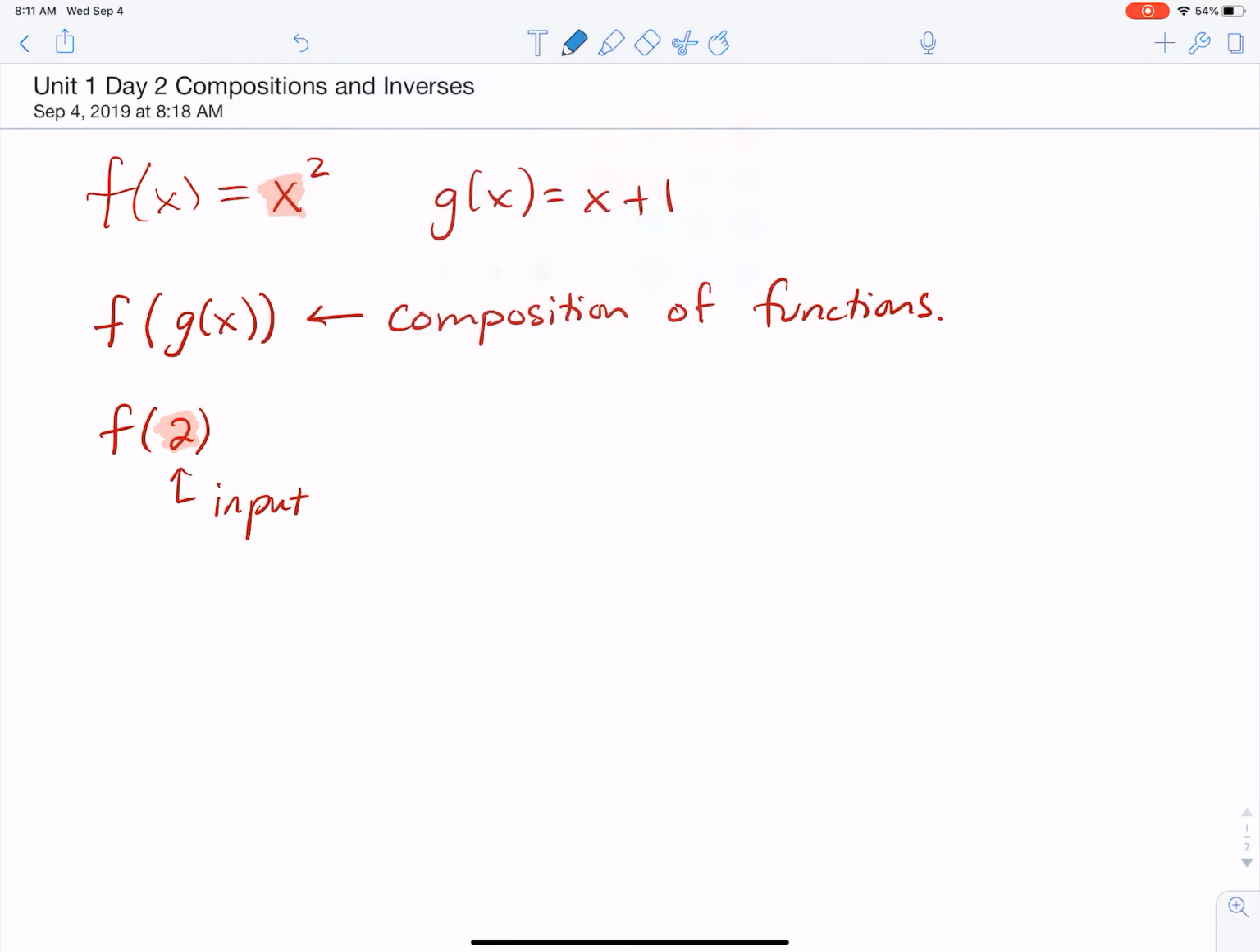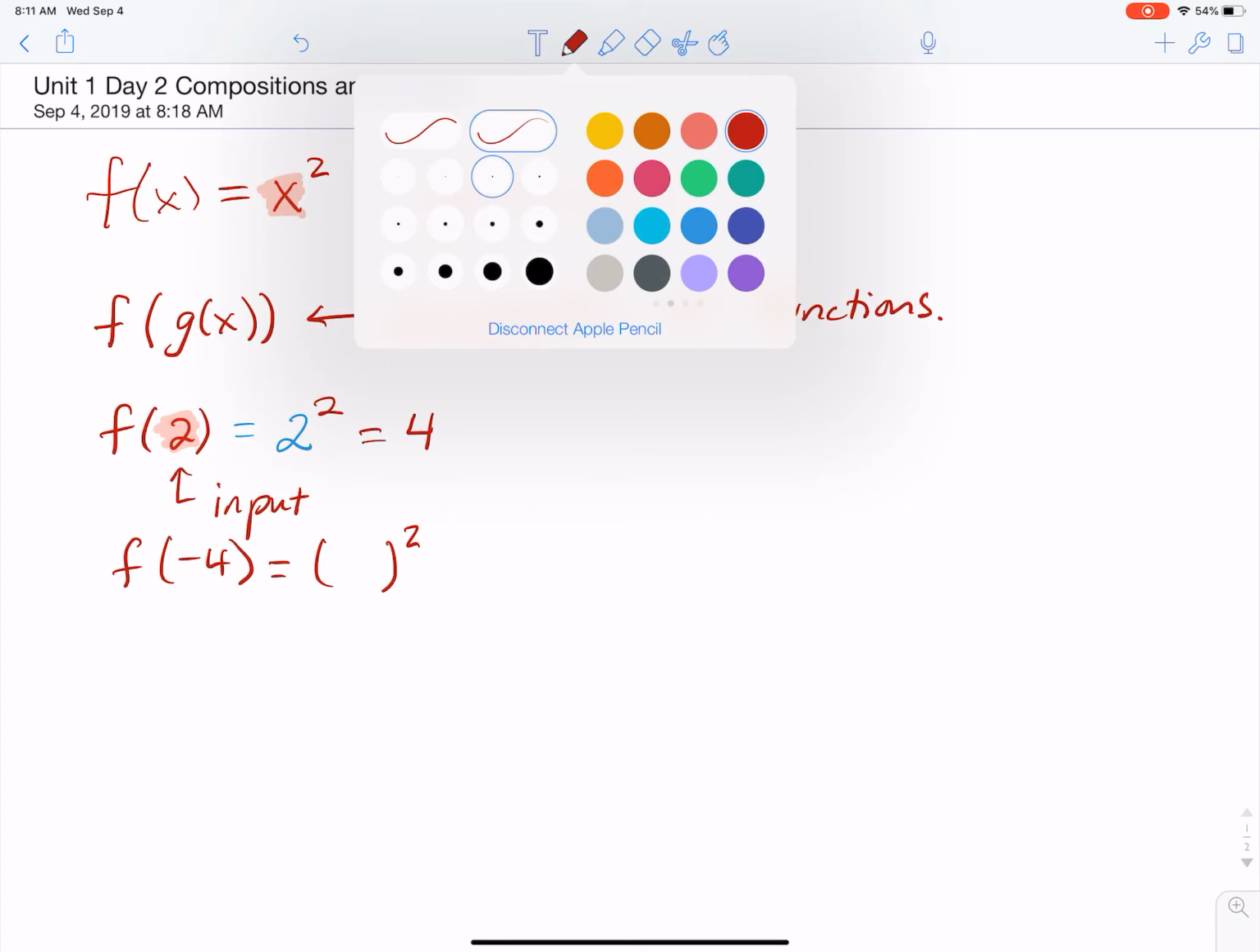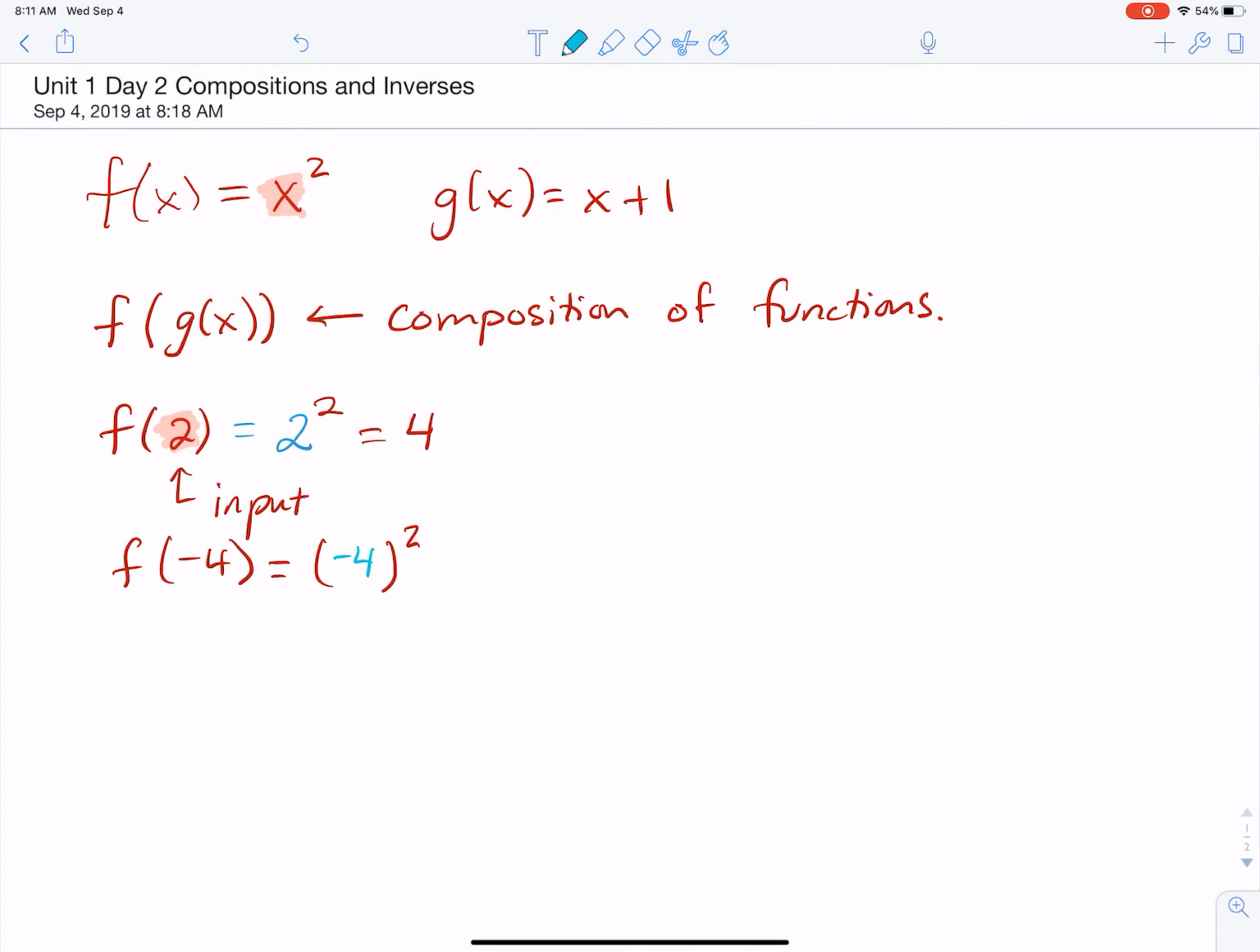Okay, so we are going to take that 2, put it in the input. So now that means we're going to do 2 squared, and our result ends up being 4. If we had, say, f of -4, something like that, you would then take the -4, put it in the input. Okay, so then you'd have -4 right here. And then you would get -4 squared, which would then give you 16.